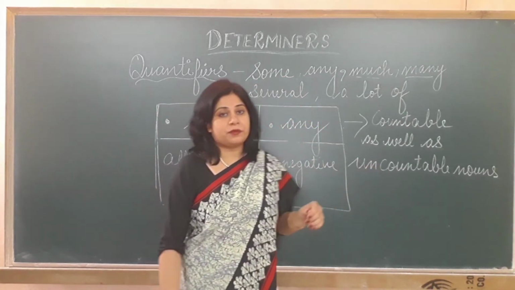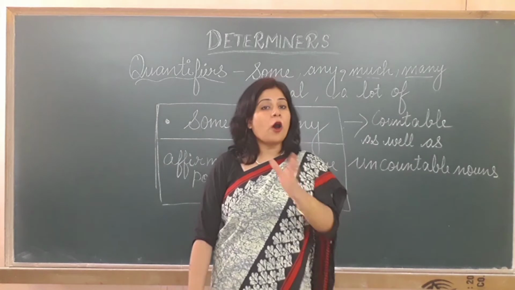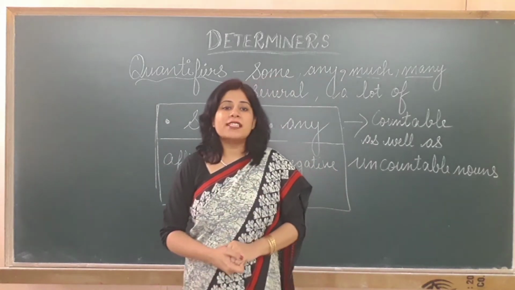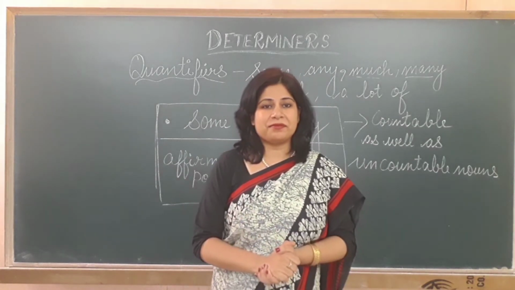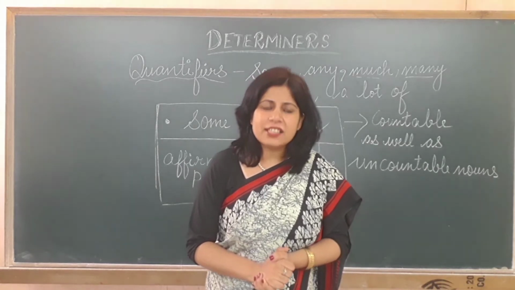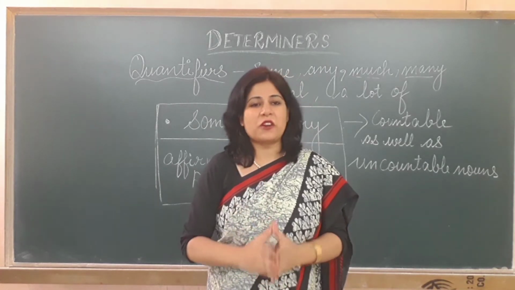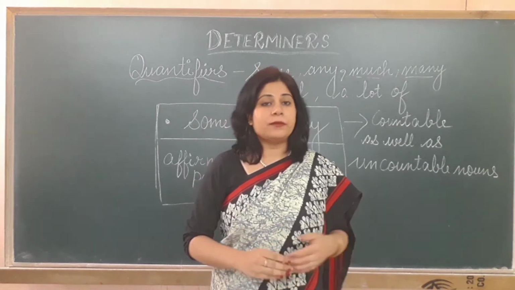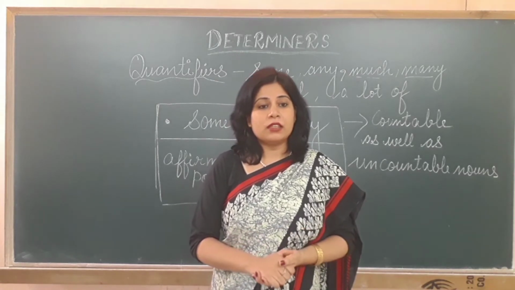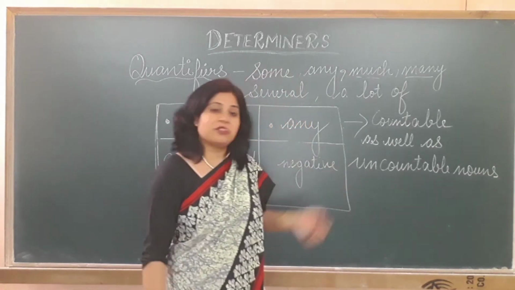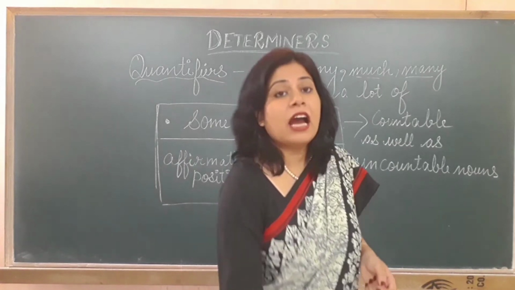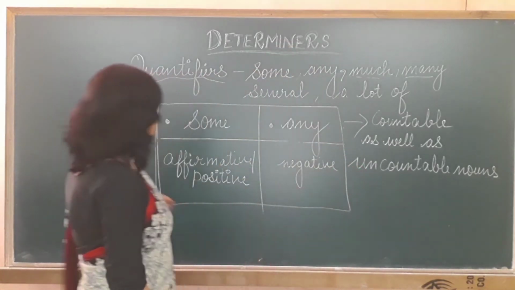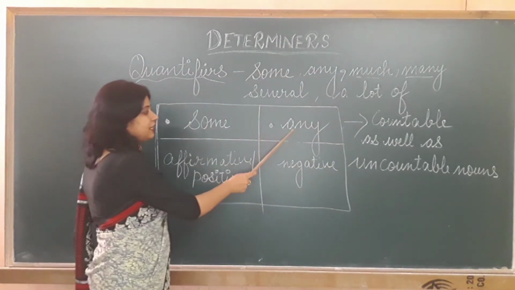Uncountable nouns do not have a singular or plural form. For example, furniture. Do we say furnitures? No, we do not say. Fine? Furniture, sheep. So these are uncountable nouns. Okay, now let me teach you quantifiers some and any.